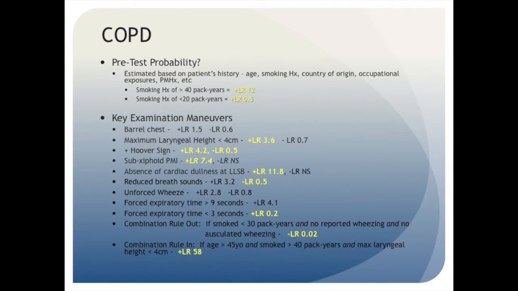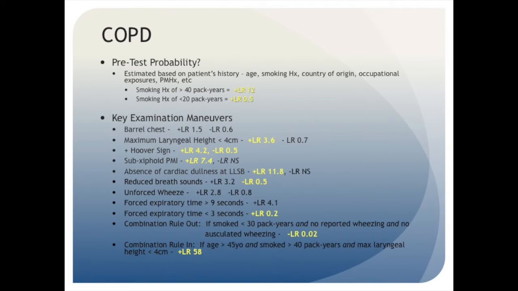Now below you can see several physical exam findings that are associated with COPD, along with their positive and negative likelihood ratios, which are a result of the pooling of several studies that have been done over the years. We've highlighted a few of these that we found to be particularly useful in ruling in or ruling out COPD. For example, let's look at maximum laryngeal height less than 4 centimeters, which has a positive likelihood ratio of 3.6 and a negative likelihood ratio of 0.7.